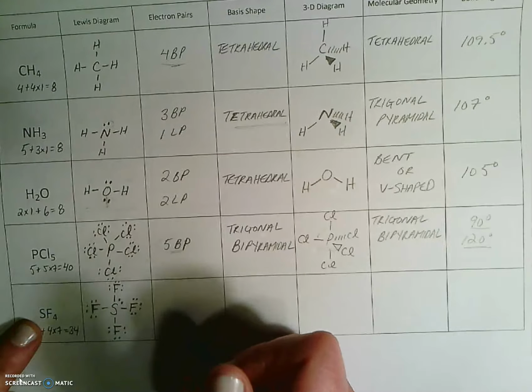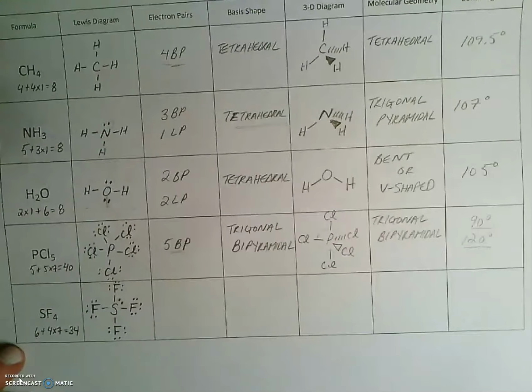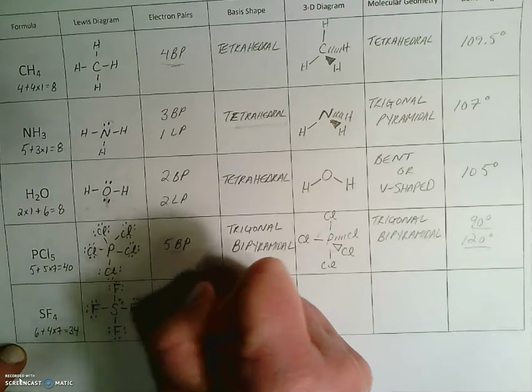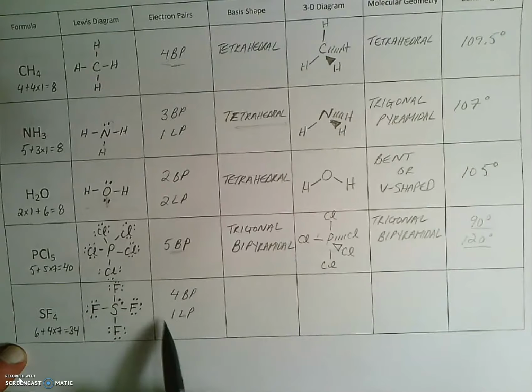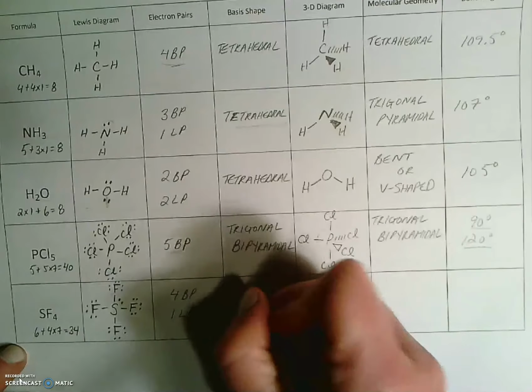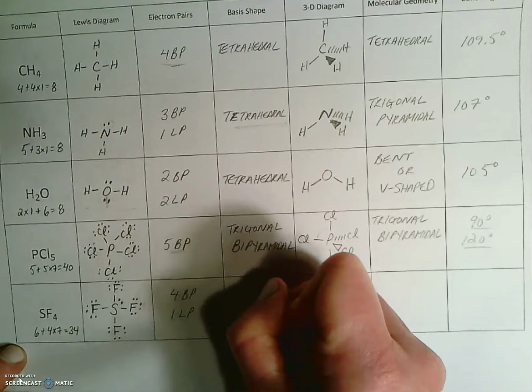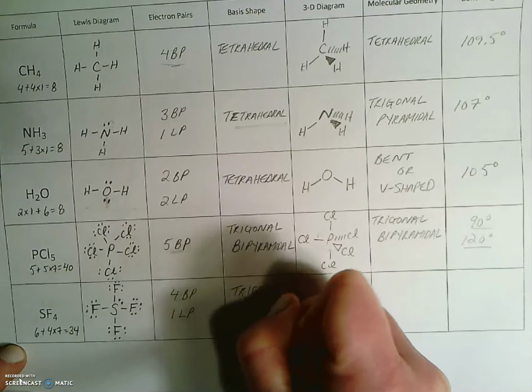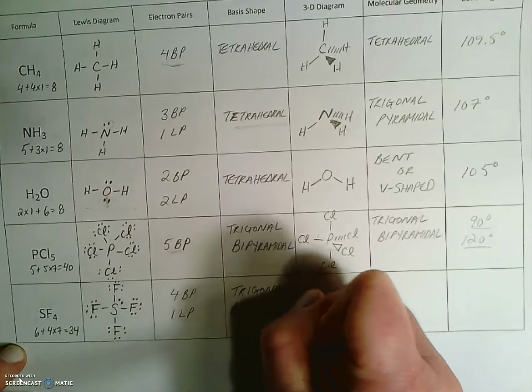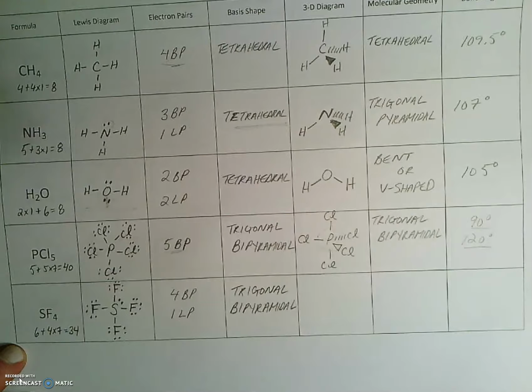sulfur tetrafluoride. So here, my Lewis structure looks like this. So I've got four bonding pairs, and I've got one lone pair. So once again, I'm dealing with five total electron domains. So it's trigonal bipyramidal. Okay, so that looks like that.